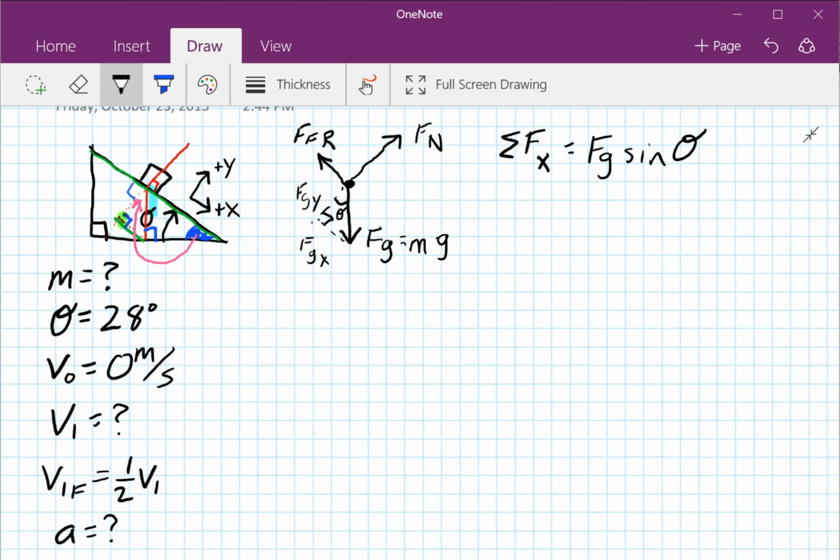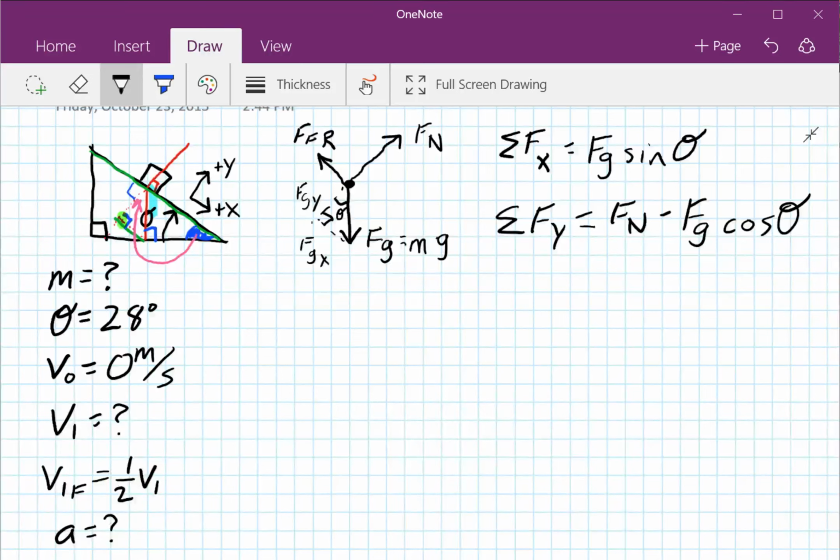Okay, and then the sum of the forces in the y direction would equal mg sine of theta, no wait, not sine of theta. Cosine. Let's do that one later actually. Oh, no, fine, we'll do it now and I'll just reference it later. Let's do normal force. So we'll do normal force minus Fg cosine of theta.